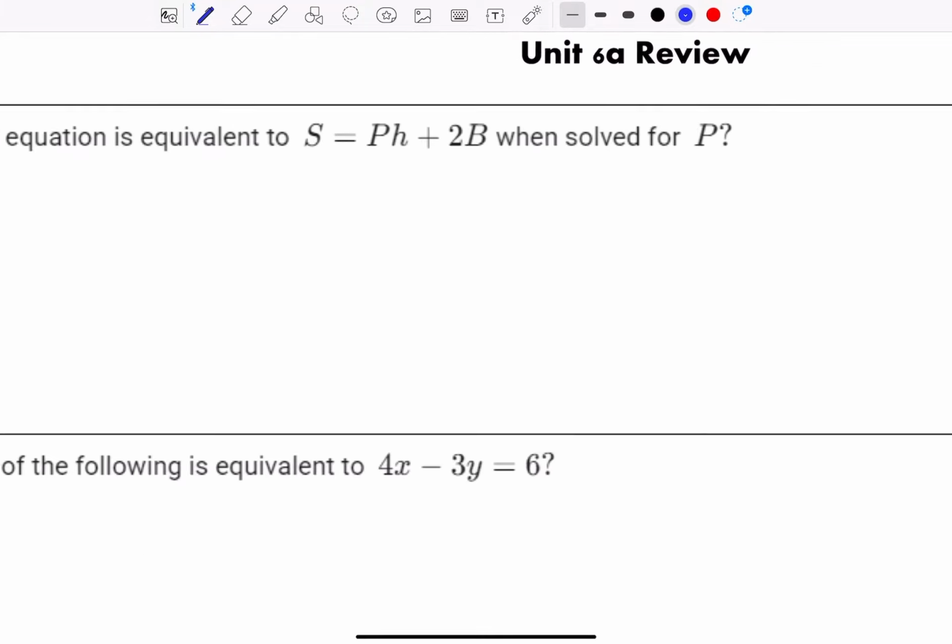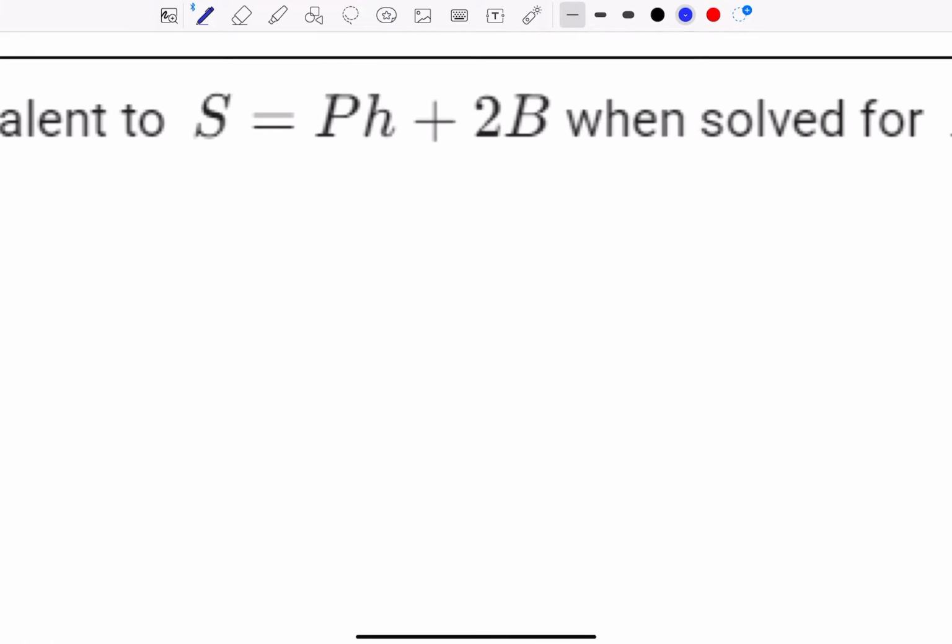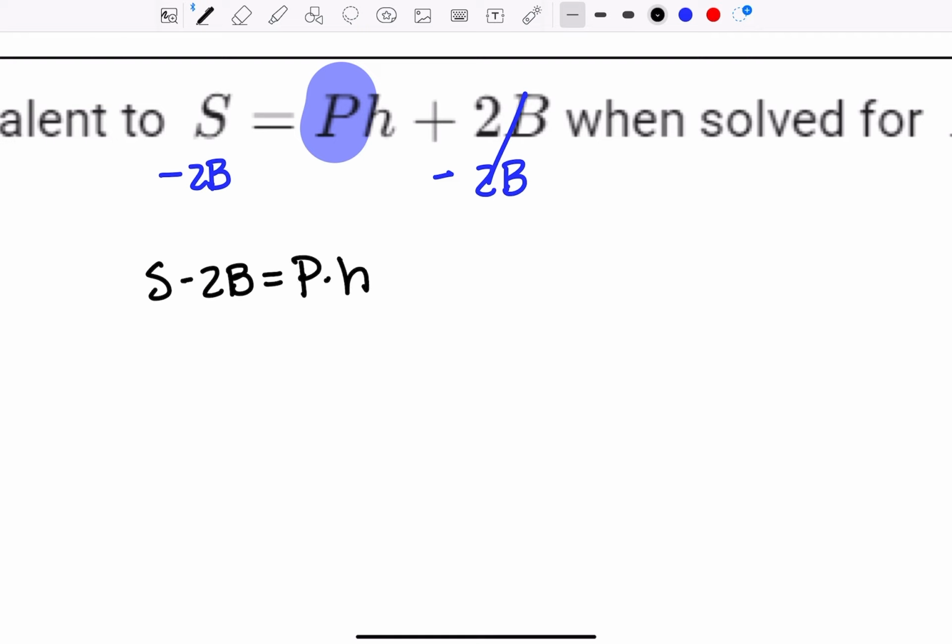Okay, so what we're going to do is solve for P. I'm going to look for this, and I'm going to solve for P. So I have to take the ones not directly attached to P, which is the B. So I'm going to minus 2B, minus 2B. And then I can't combine S and minus 2B, so I'm just going to rewrite it. And PH. Pretend like there's a dot between them because you're actually multiplying them.